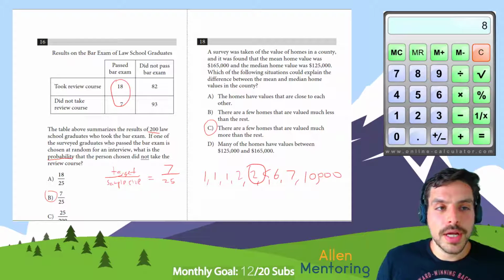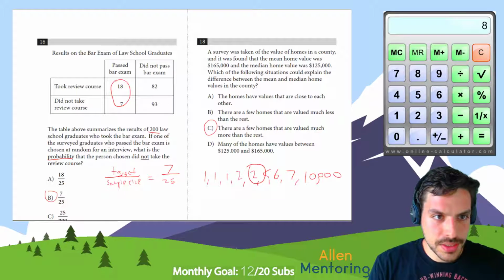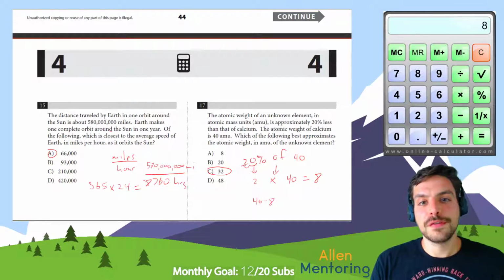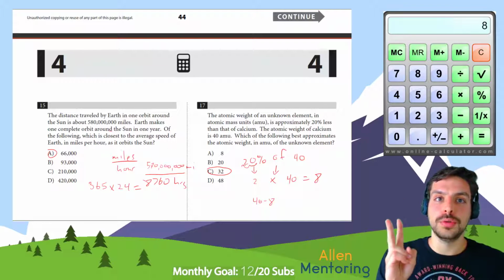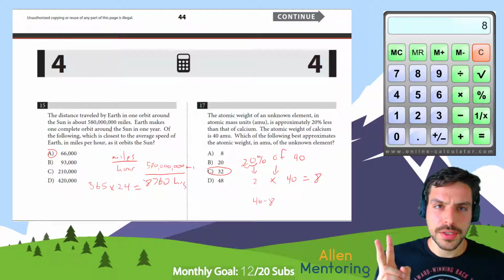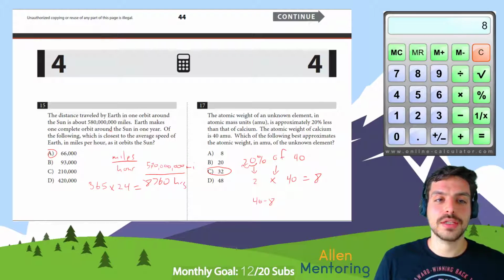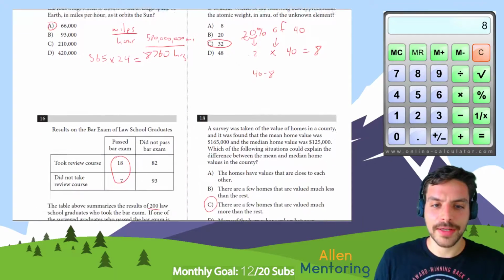We are doing, let me scroll up, section 4 in practice test 2, right? So in the 2018 book, we are doing section 4 of test 2. And this is the calculator section.